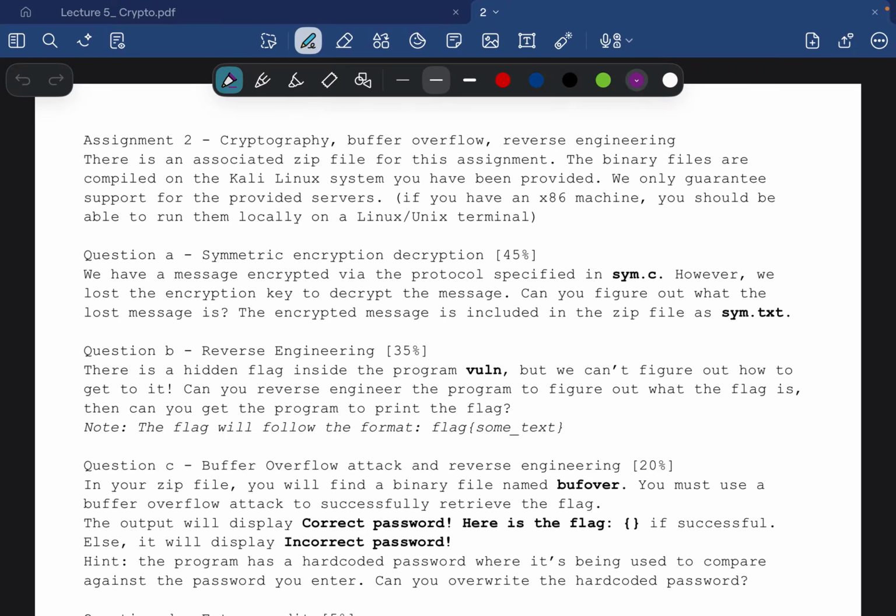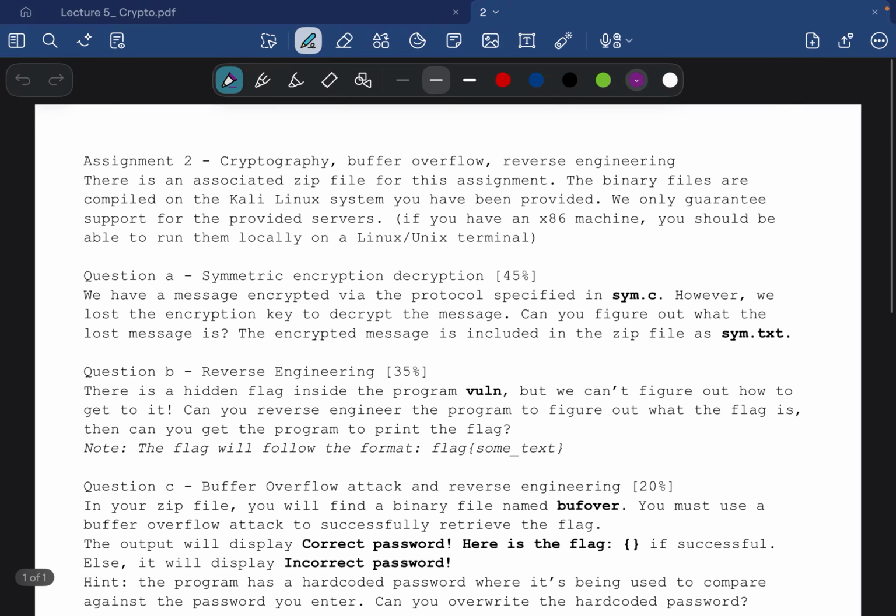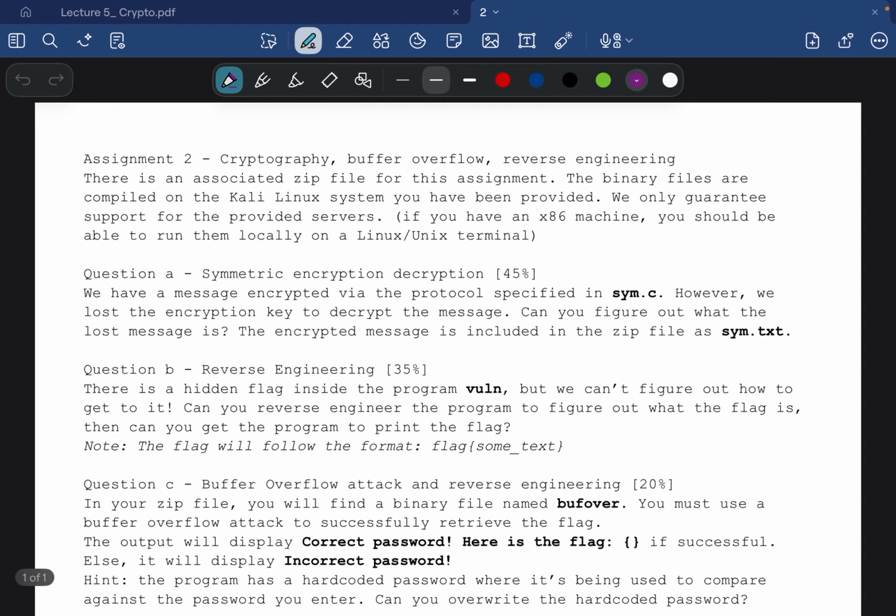So that's what I have to offer you. The files for those other 2 problems are compiled on an x86 machine, but this one is in source code form, so you can actually run it on any machine you want. But yeah, that's what I have to offer.